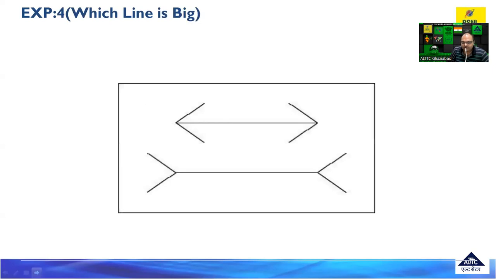Which line is big? It is a Miller effect. You can search it out on Google also. Line number one is bigger than the other one. Why is it so? No, not equal. The first one is the bigger one. You can find out on Google.